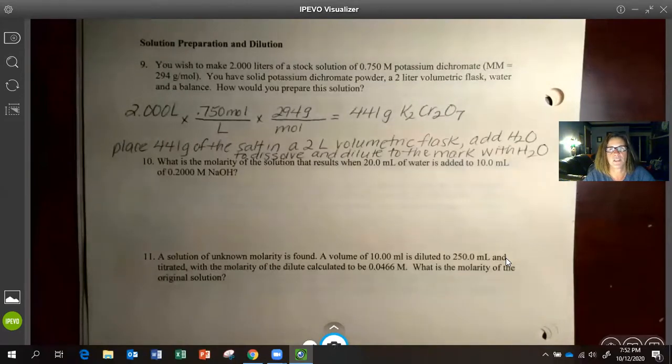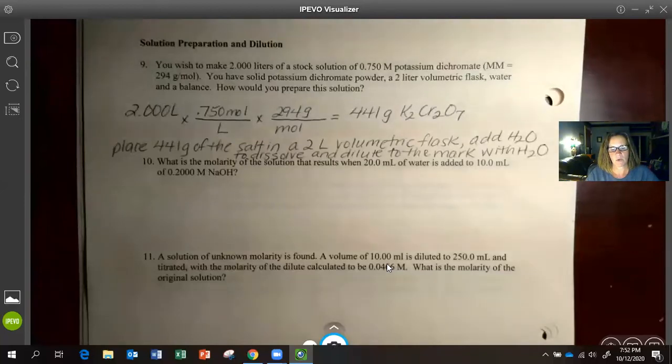It is not sufficient to say dissolve 441 grams in 2 liters of water. Not only is it not sufficient, it's not correct. Because in a solution, molarity represents the total volume. And so it's going to include the potassium dichromate and the water that's in there for a total volume of 2 liters. So be careful in your descriptions of solution preparation. I've seen this question asked before on AP exams, and it's important to understand the process for making a solution.